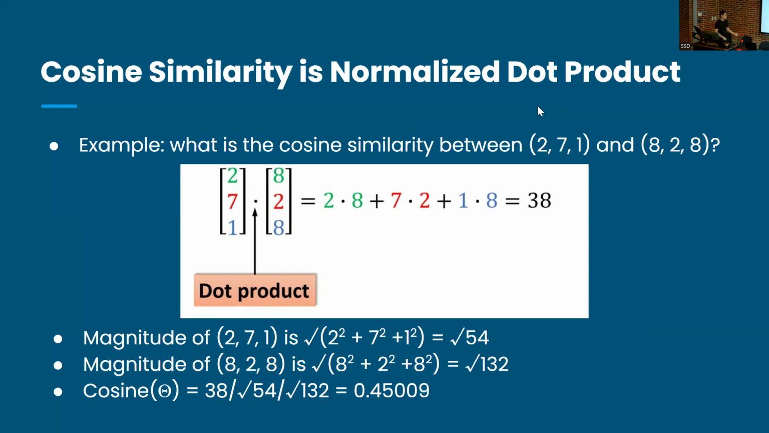So what is the magnitude of the vector? It's the square root of the sum of the squares of its elements. For example, the magnitude of the vector 2, 7, 1 is the square root of 54. If we divide by both the magnitudes, then we get the cosine of the angle in between, which is about 0.45 in this example.